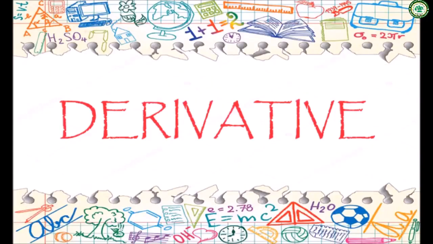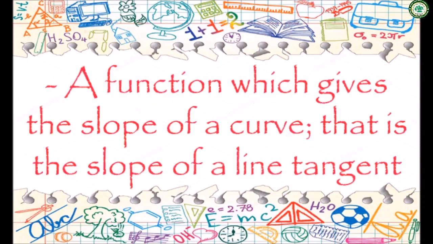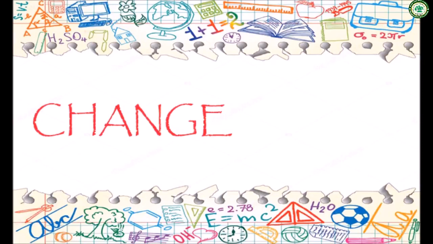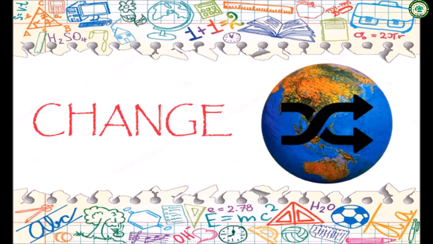What is derivative? A function which gives the slope of a curve, that is, the slope of a line tangent to a function. Why do we need derivative? Derivatives have arisen from the need to manage the risk arising from movements in markets beyond our control, which may severely impact the revenues and costs of the firm. It is change, like what Newton's laws of physics explained, rate of change. We know that change is the only constant thing in the world.